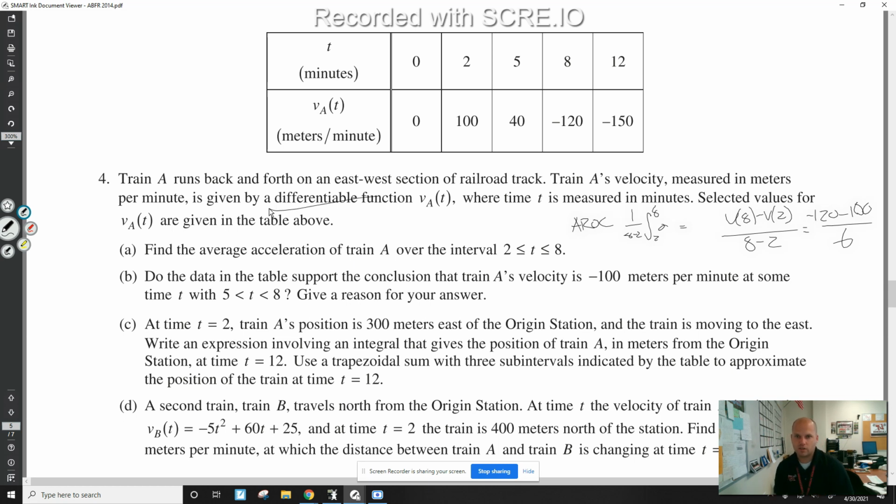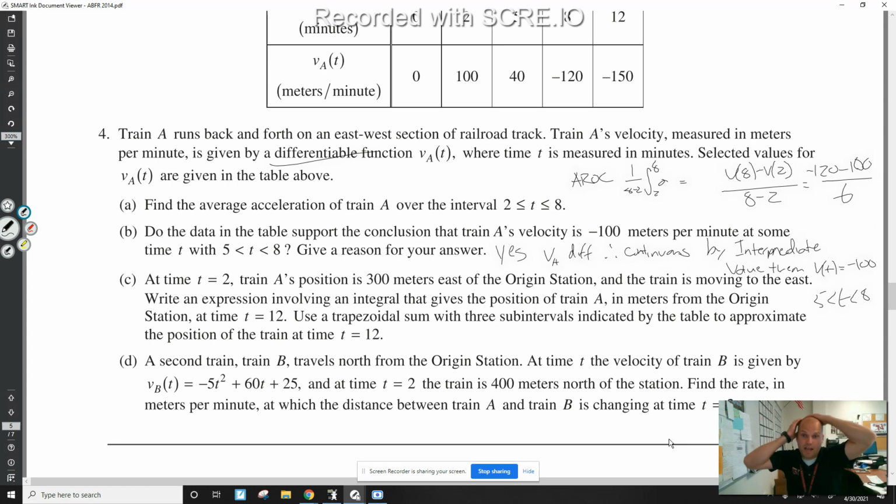We are told that the function is differentiable. You'd say yes, v of A is differentiable, therefore continuous, by the intermediate value theorem. You're going to have to write it out because they don't accept IVT. I wouldn't think they would. There must be some v equals negative 100 on the interval from 5 to 8. Just say the function's continuous because it's differentiable. You're going to have to cross through negative 100 somewhere.